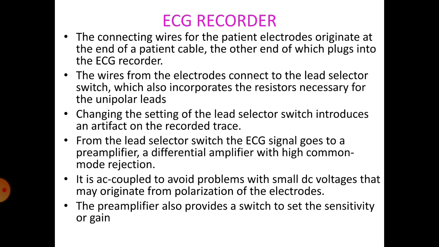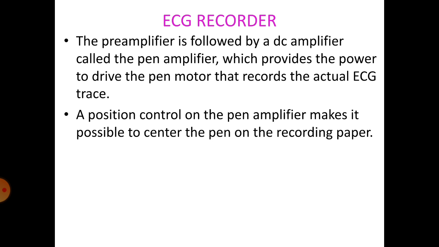It is AC coupled to avoid problems with a small DC voltage that may originate from polarization of the electrode. The preamplifier also provides a switch to set the sensitivity or gain. The preamplifier is followed by the DC amplifier called the pen amplifier, which provides the power to drive the pen motor that records the actual ECG trace. A position control on the pen amplifier makes it possible to center the pen on the recording paper.